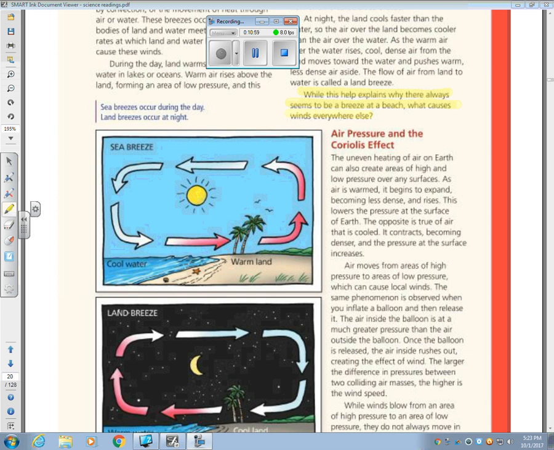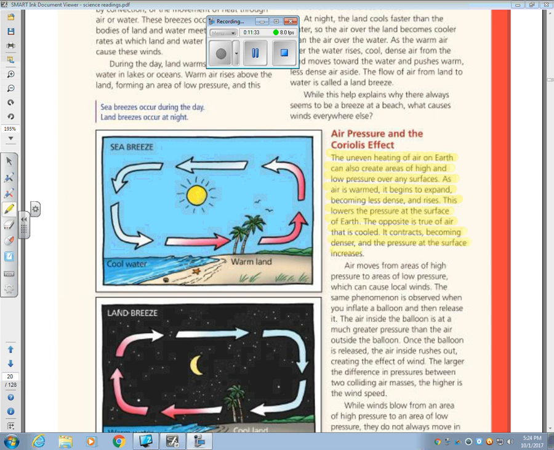Air pressure and the Coriolis effect. The uneven heating of air on Earth can also cause areas of high and low pressure over any surfaces. As air is warmed, it begins to expand, becoming less dense and rises. This lowers the pressure at the surface of Earth. The opposite is true of air that is cooled. It contracts, becoming dense, and the pressure at the surface increases.